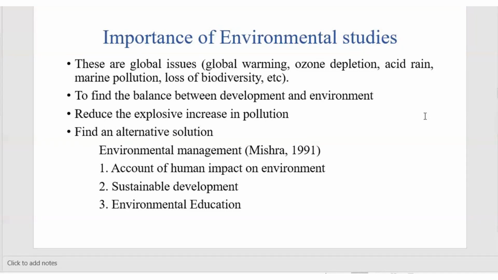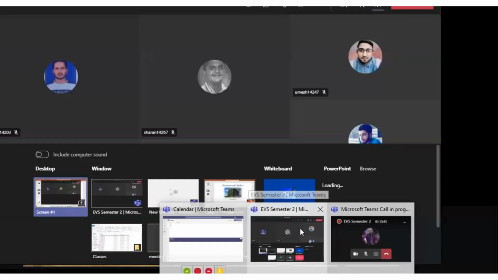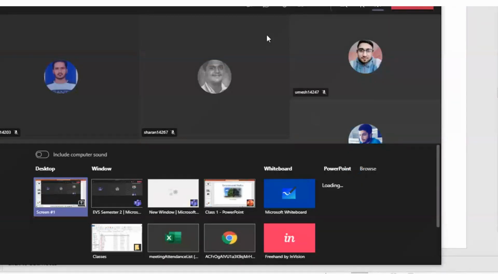Environmental management consists of three major factors. First is the account of human impact. We must be aware of how our activities are having consequences on the environment, how our small actions are contributing to these severe changes. Second is sustainable development, which is the balance between development and conservation. And third is environmental education, which is happening right now: how people are being made aware of what appropriate actions can be taken for conservation of the environment. So we'll end here.